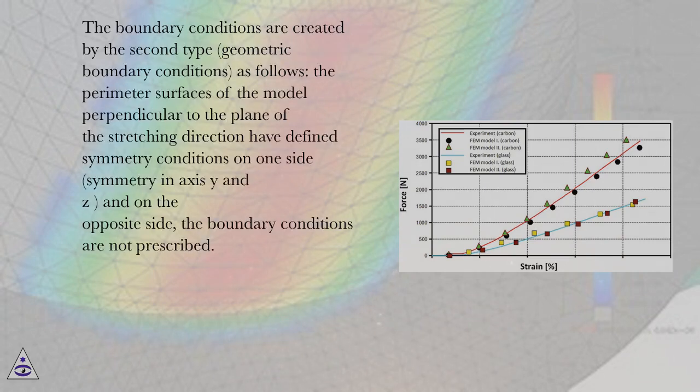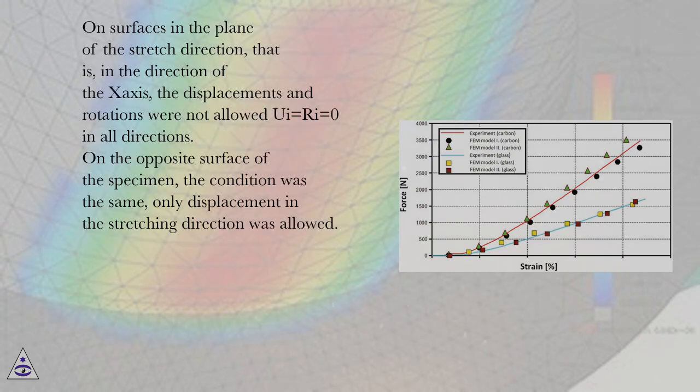The boundary conditions are created by the second type, geometric boundary conditions, as follows: the perimeter surfaces of the model perpendicular to the plane of the stretching direction have defined symmetry conditions on one side, symmetry in axis y and z, and on the opposite side, the boundary conditions are not prescribed. On surfaces in the plane of the stretch direction, that is, in the direction of the z-axis, the displacements and rotations were not allowed, u_i equals rot_i equals 0 in all directions.